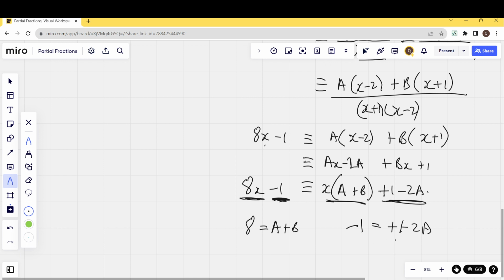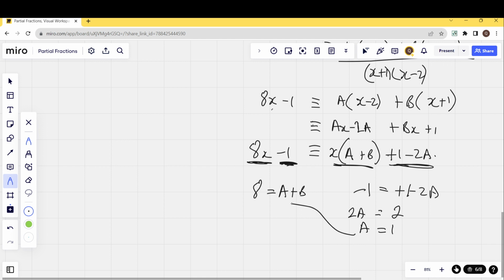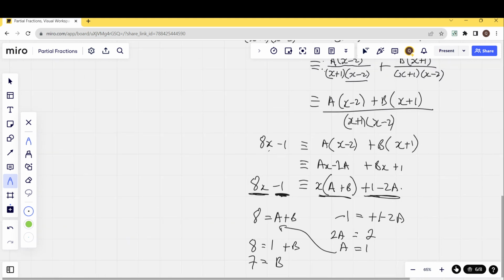if we now try and solve, we can solve this equation to find out what a is, bringing the a terms to the left hand side. Positive 2a is equal to positive 2, a is equal to 1. Now we've got that, we can substitute that into the other equation. So we have 1 plus b is equal to 7, so b is equal to 7.